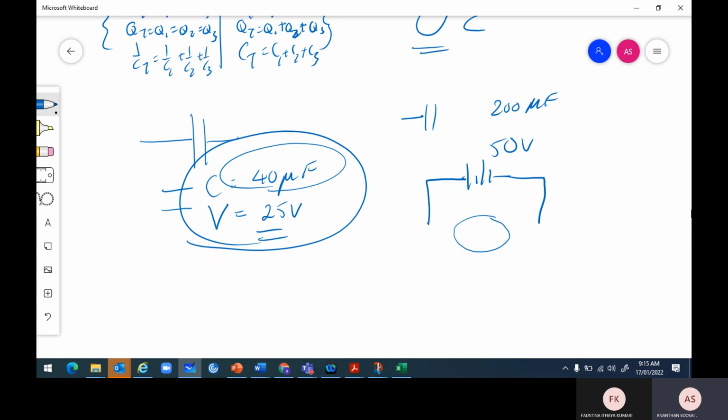You want 200 microfarad. How much? Capacitance you have a lot of: 40 microfarad, 25 volt.